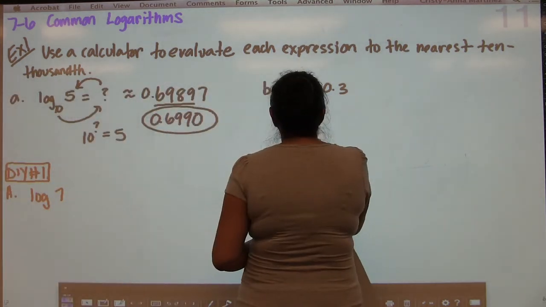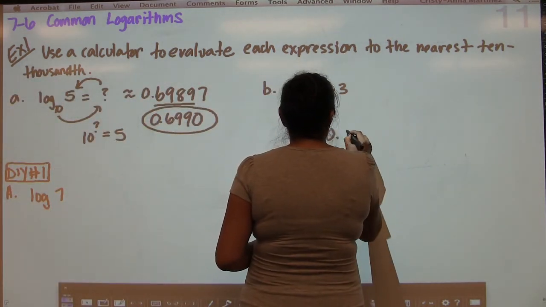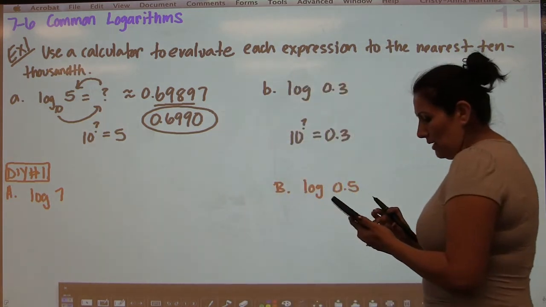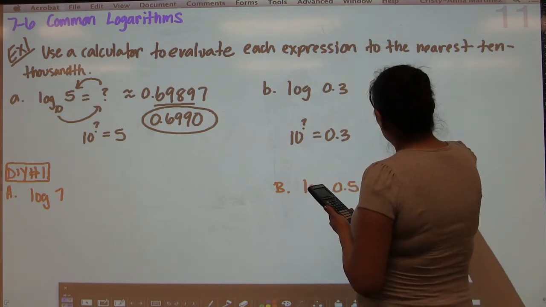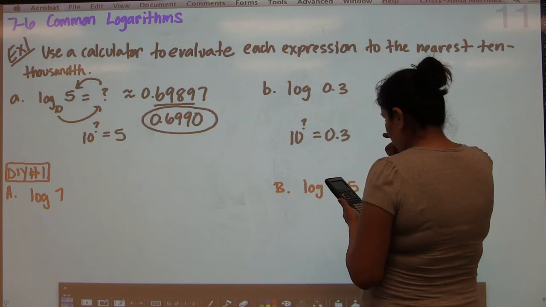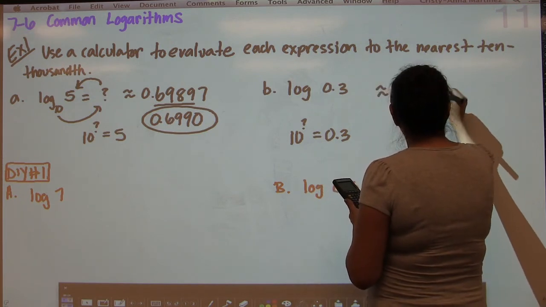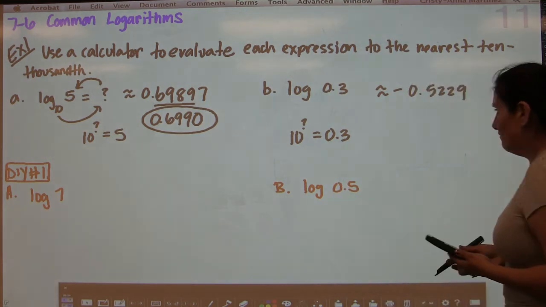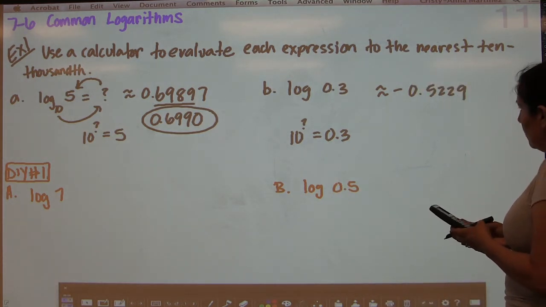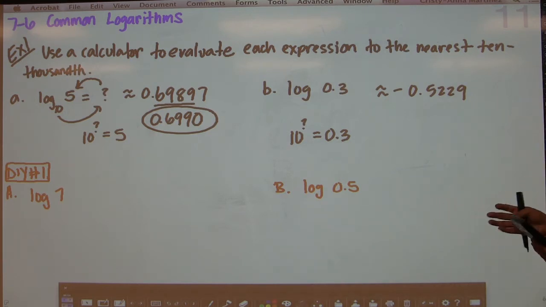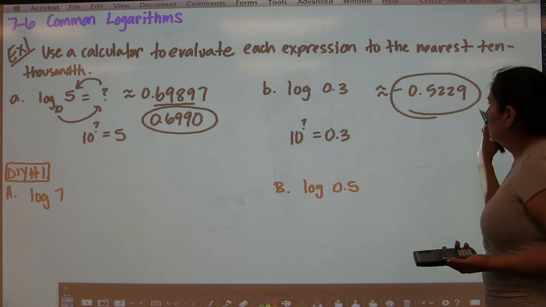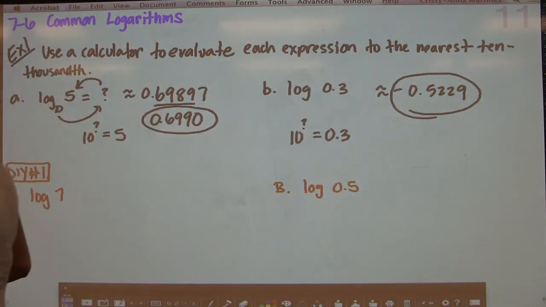This again is saying 10 to what power is equal to 0.3. Again, we can use our log button on our calculator and type 0.3, and we get negative 0.5229. And again, if I take the 10 and raise it to the negative 0.5229 power, I get 0.29999, which is really close to 0.3. So these are our answers, negative 0.5229 and 0.6990.